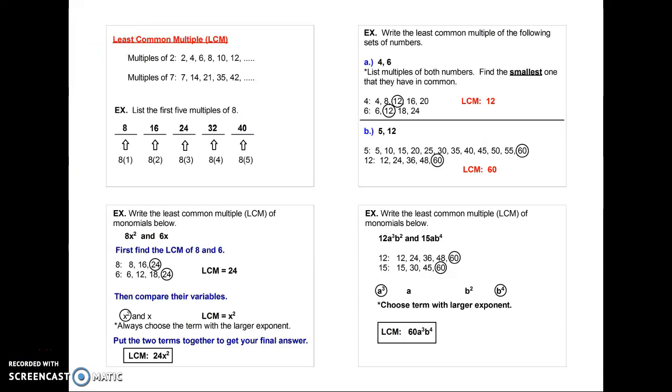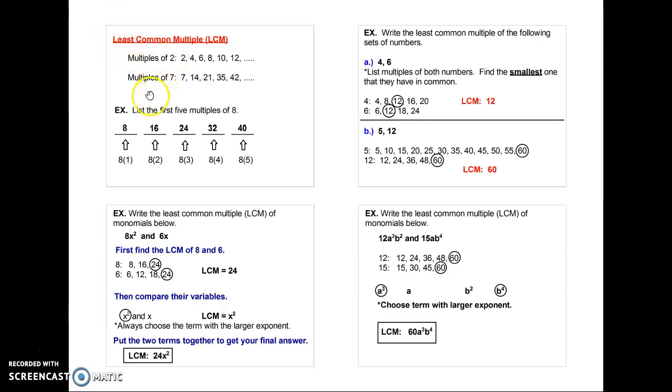Okay, these notes are concept number 11, which is your least common multiple, or we can abbreviate it as LCM. With this, you are trying to figure out what is going to be the smallest common multiple between a set of values, or a set of variables. So least in this case means the smallest.